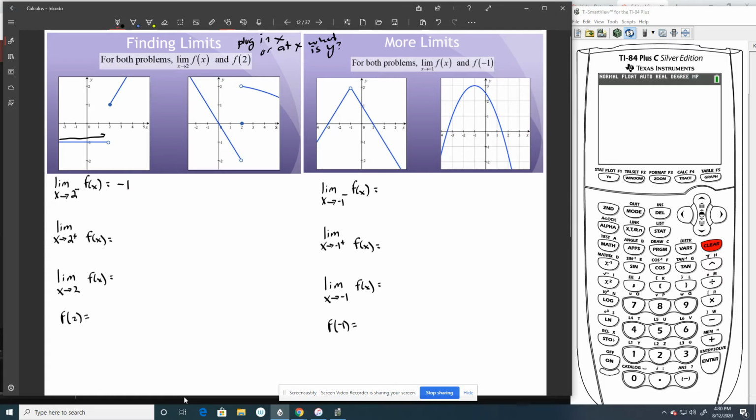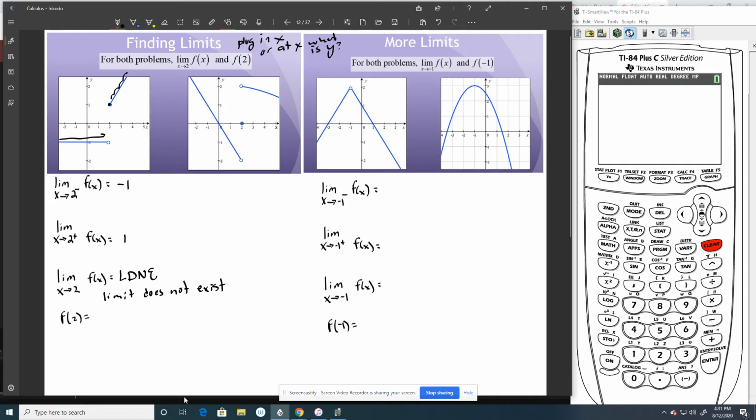Now, if I'm coming from the right-hand side, as I get closer to 2, I'm getting closer and closer and closer. My y value is getting closer to right here, to 1. Now, from the left, I get close to -1. From the right, I'm getting closer to 1. So my limits aren't the same. So what we're going to say is that the limit does not exist. LDNE. Or you can write it out. Limit does not exist.